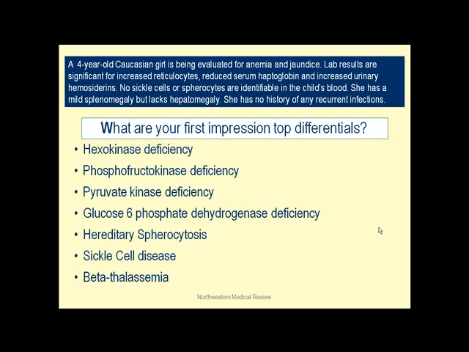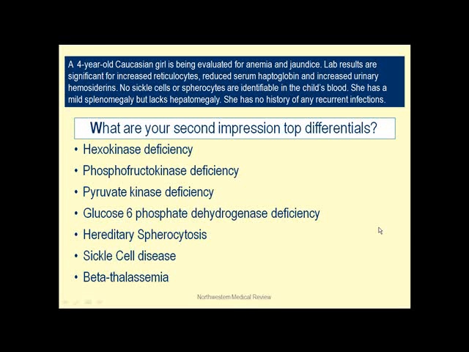For most part, many of them are enzymatic defects. To name the top differentials, as a first impression again, hexokinase deficiency, phosphofructokinase deficiency, pyruvate kinase deficiency, glucose 6-phosphate dehydrogenase deficiency, hereditary spherocytosis, sickle cell anemia, and beta thalassemia. You can also add alpha thalassemia, but it's kind of unlikely. It's a much more serious condition and less commonly tested than beta thalassemia. But if you want to add that, that would be fine for your first impression.